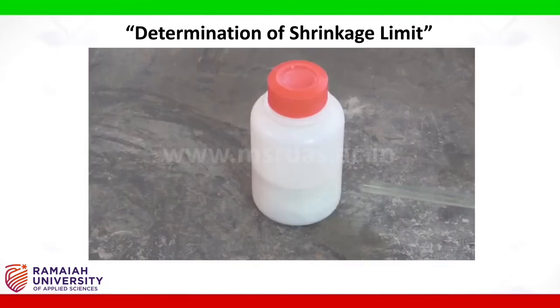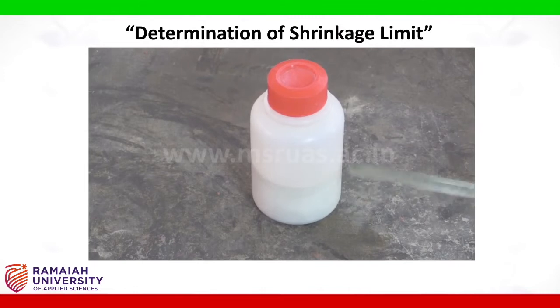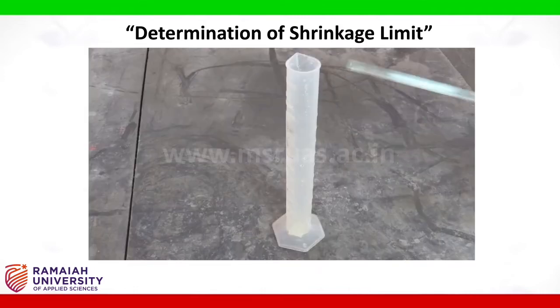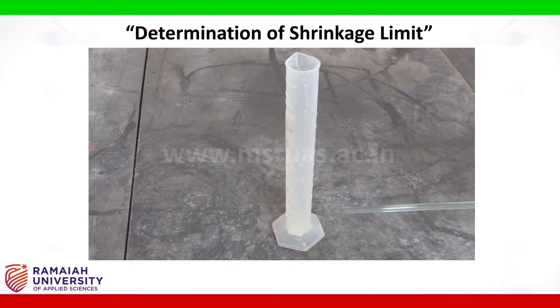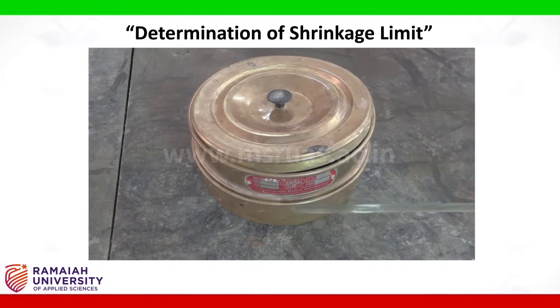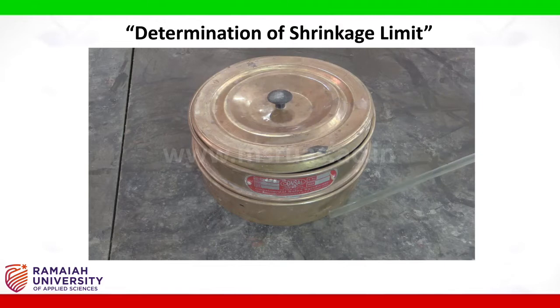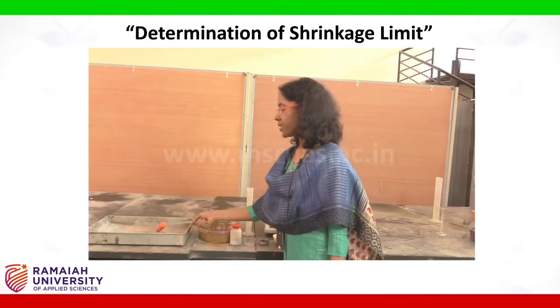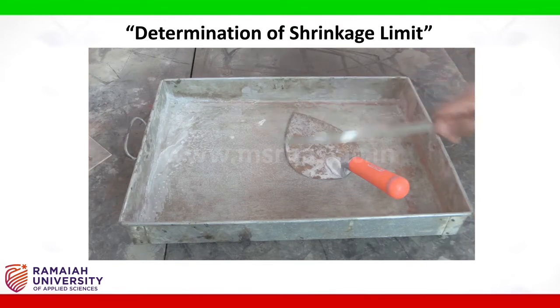This is the mercury which is used for the test to find out the volume. The measuring jar is used to measure the water for mixing the soil sample. Sieve of size 425 microns with a pan and a lid. The pan is used to collect the sieved soil sample. Tray and a trowel are used to collect the soil sample.